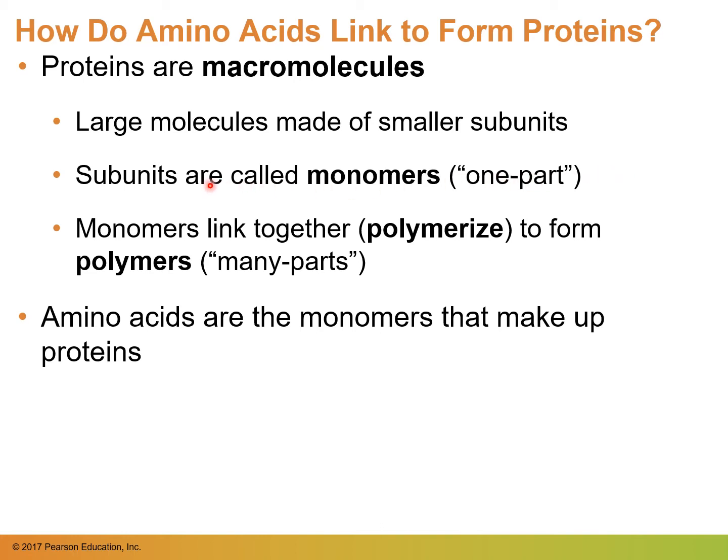Okay, so here we have the monomer for a protein. This is going to be amino acids. So the monomer is going to be amino acids for proteins. And all of these monomers are going to be linked together, and this term is referred to as polymerized, and they're going to form a polymer, so it's going to have many parts. So in this case, amino acids is the monomer, proteins is the polymer.